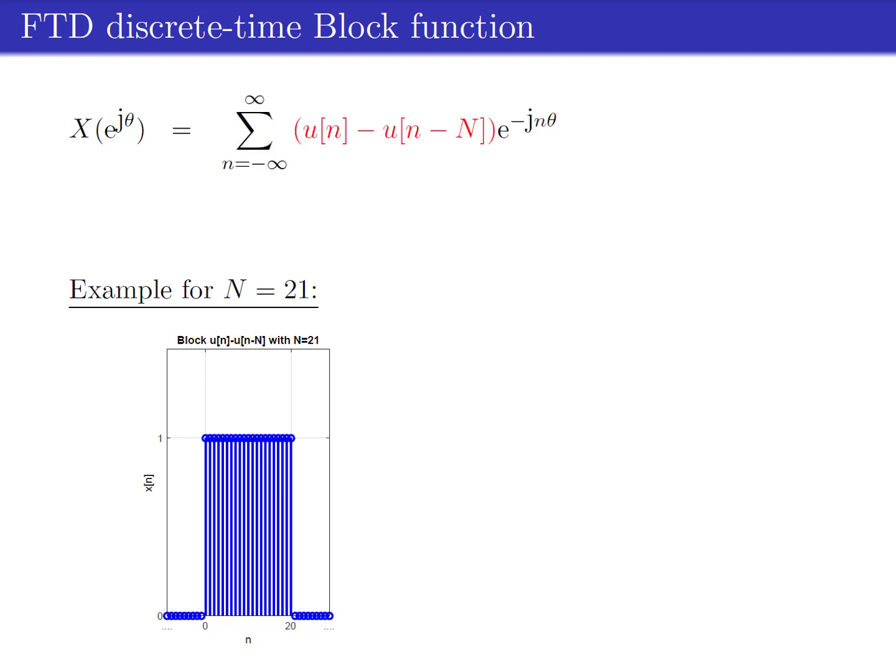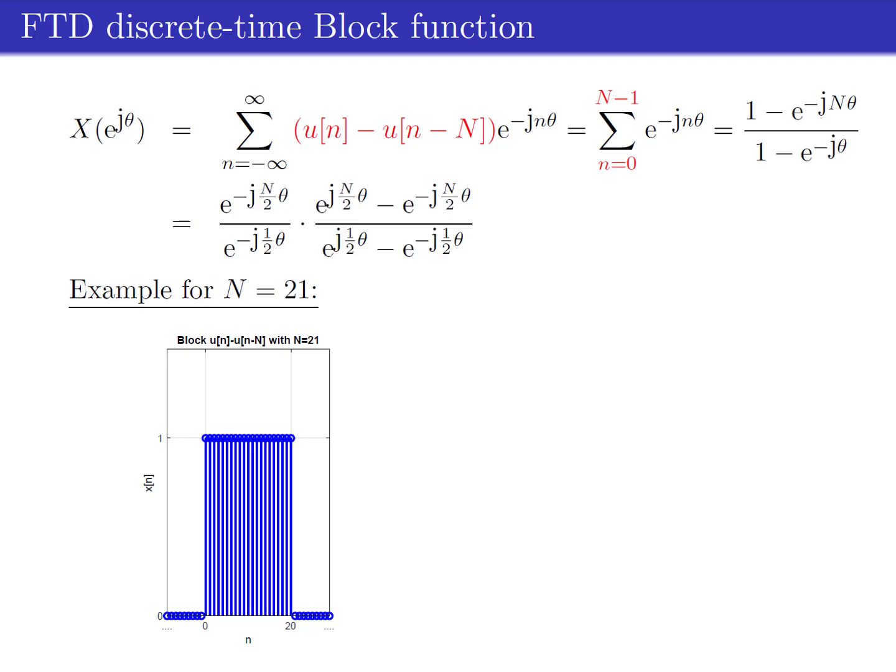In general, a block function can be described as the difference of the two given step functions, and the result is a summation from which the index runs from 0 to capital letter N minus 1, which reduces to the given equation. Taking out half of the complex exponent in both numerator and denominator simplifies the result to a complex exponent multiplied by a function which is a so-called Dirichlet function.